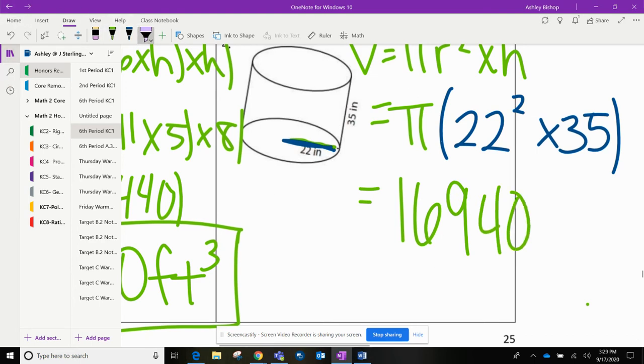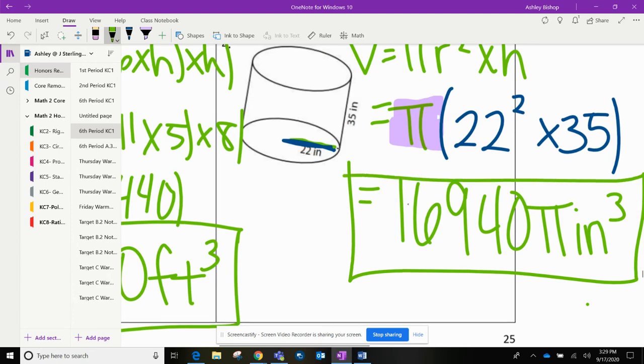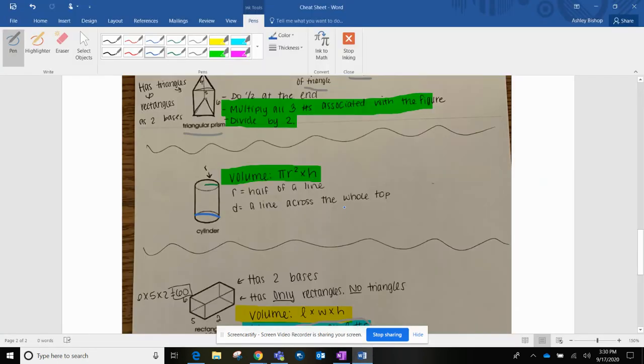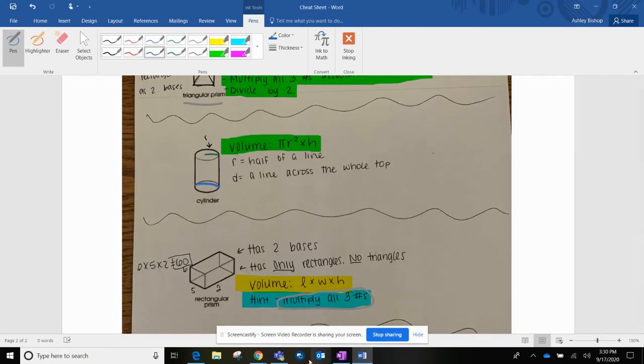This pi did not go anywhere. So I need to include it in my answer, but we always put pi at the end of our answer. 16,940 pi. It doesn't make sense to say pi 16,940. 16,940 pi, my units is going to be inches cubed. Alrighty. If at any point you have a question, please just pause it and let me know. I'm getting all of my information though from this cheat sheet.